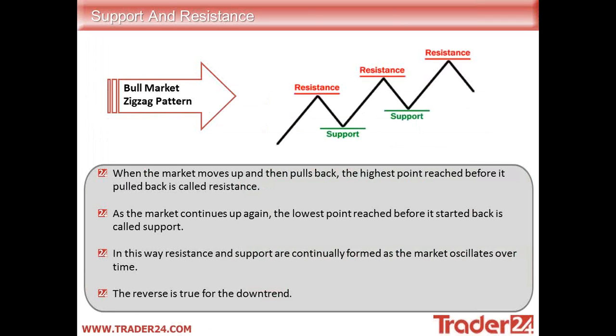As the market continues up again, the lowest point reached before it starts back is called support. And that's what we would call almost like a price floor, if you want to call it that. In this way, resistance and support are continually formed as the market oscillates over time. And of course, the reverse is true for the downtrend as well. So a picture's worth 1,000 words. I don't have to talk too much about it. You can see from the zigzag pattern at the top there what I mean by resistance and support.